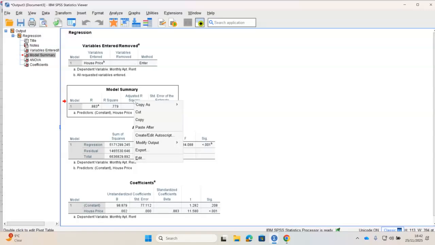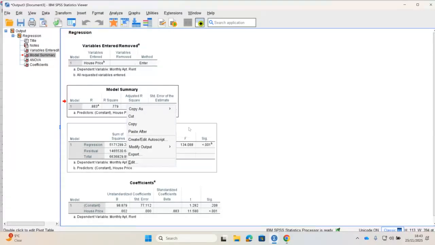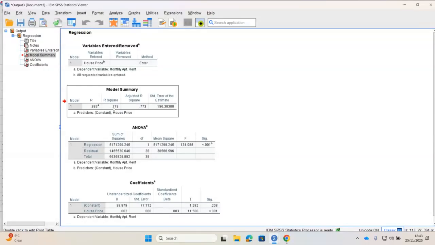So what you'll have to do is right-click, copy as image, and explain the two things that I just did. Does that make sense? You'll have to right-click, copy as image, and then explain R and explain R square. Right, what I just said.